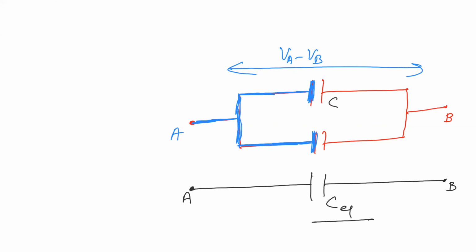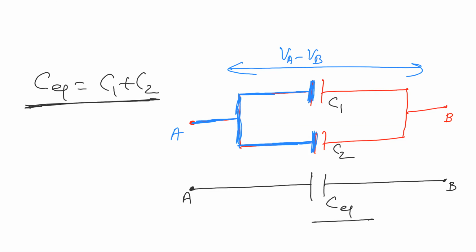Okay, here it was C1, here it was C2, right? So in that case, we already discussed that C equivalent will be C1 plus C2. What is same across them? Same potential difference. Yes, there is a parallel combination. So in parallel combination, potential difference will be same, right? So C equivalent will be C1 plus C2.